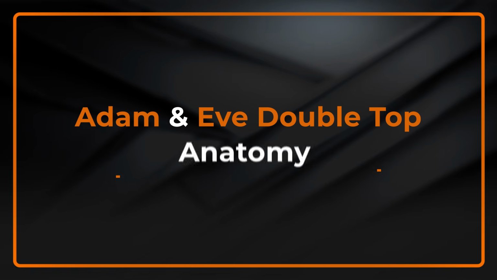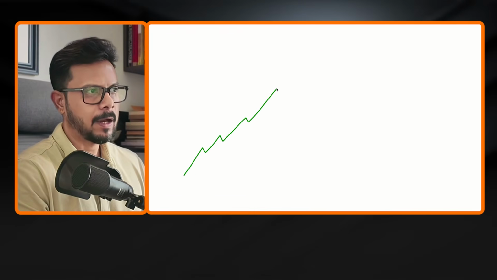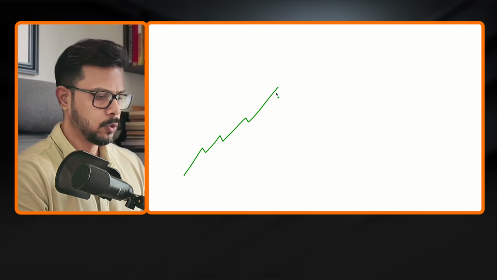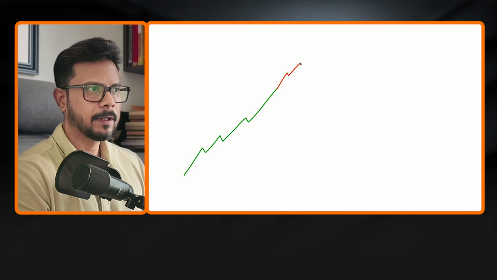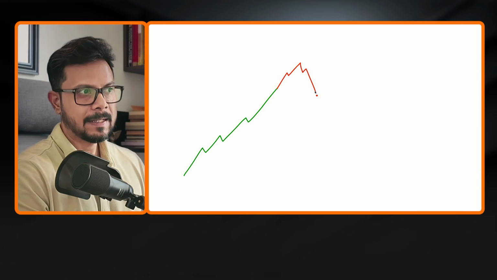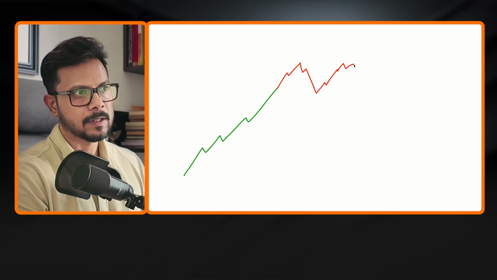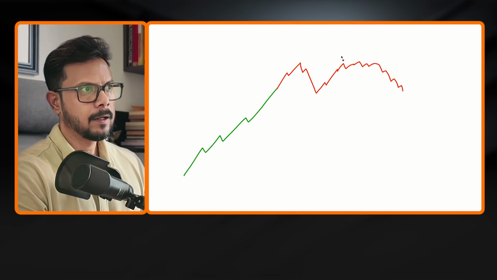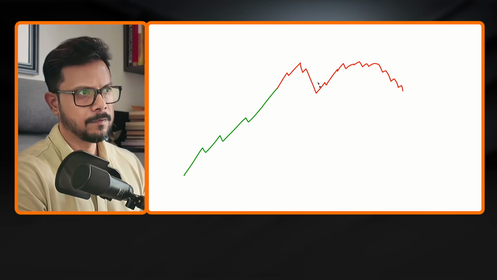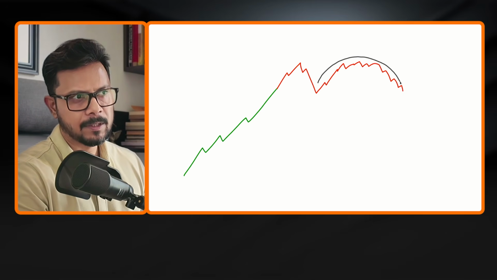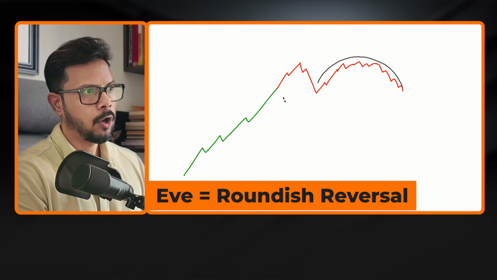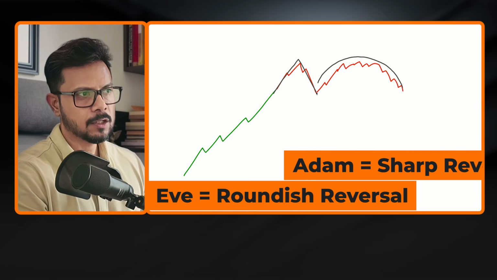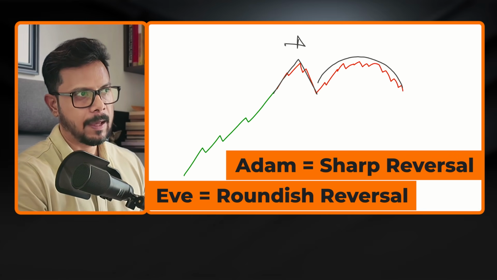So, what does an Adam and Eve double top look like? Number one, it should always come after an uptrend. Number two, just like the double top, it should go up and create another top. But it's the second top which is interesting. The second top takes a lot of time. In very short, it takes a lot of time. It's roundish in nature. On the other hand, the first top is very sharp in nature, and that's why the name Adam and Eve.